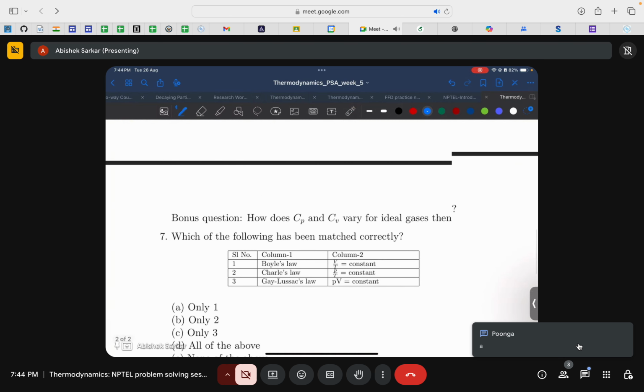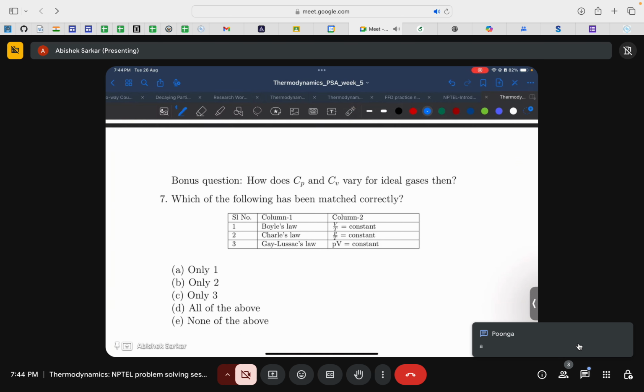So the final question is, which of the following options has been matched correctly? You know Boyle's law, Charles' law, and Gay-Lussac's law. Boyle's law is PV is equal to constant, Charles' law is V by T is equal to constant, and Gay-Lussac's law is P by T is equal to constant. So since none of them are matched correctly, the option is E.